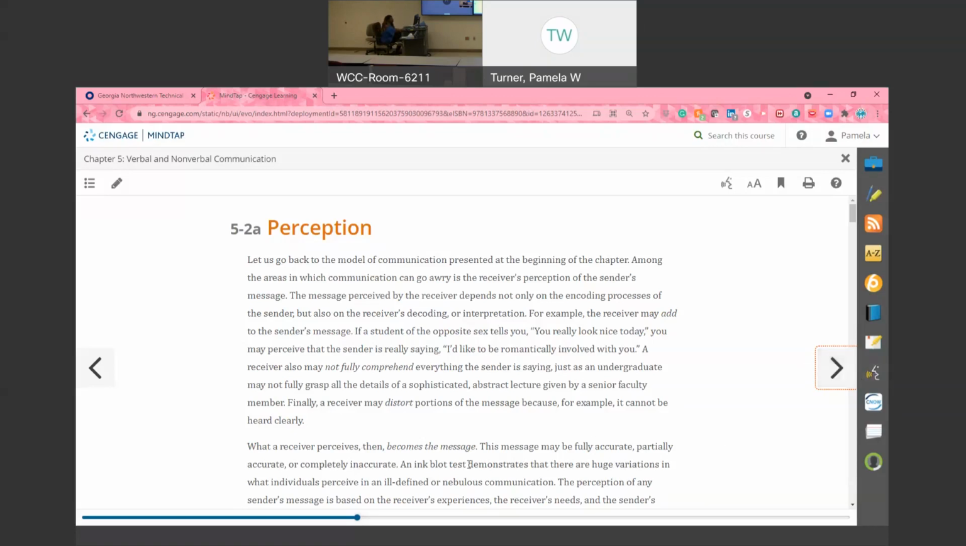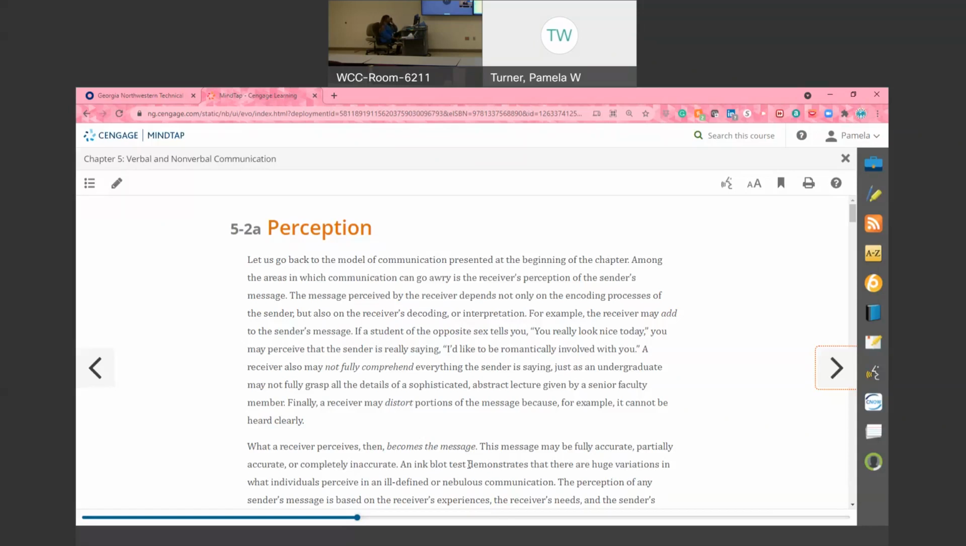Okay, perception, of course. The perception is when I decode it. That's my phenomenological view. That's what I understand. So the message received by the receiver depends not only on the encoding process of the sender, but also the receiver's decoding or interpretation. For example, the receiver may add to the sender's message. If a student of the opposite sex tells you, "You look nice today," you might receive that the sender is really saying, "I'd like to be romantically involved with you," which may not be what the person said. Okay, so finally, a receiver may distort proportions of the message, for example, because it cannot be heard clearly or understood clearly.